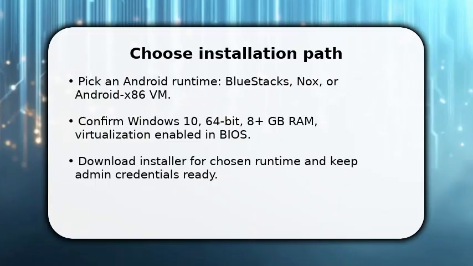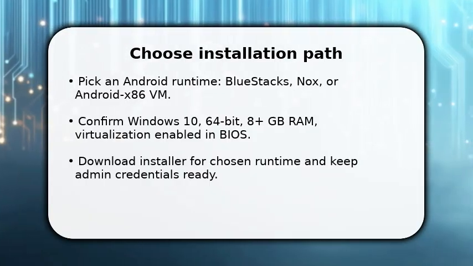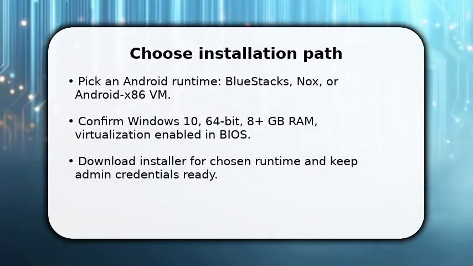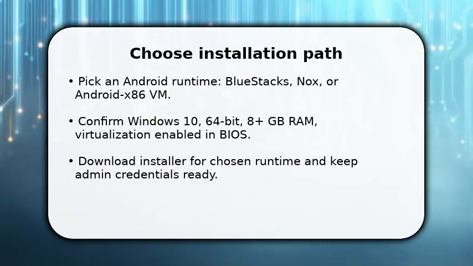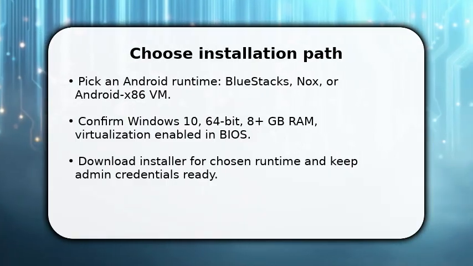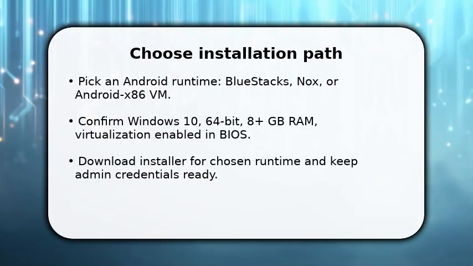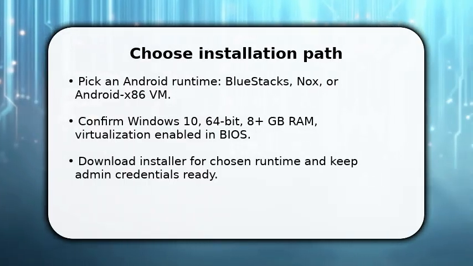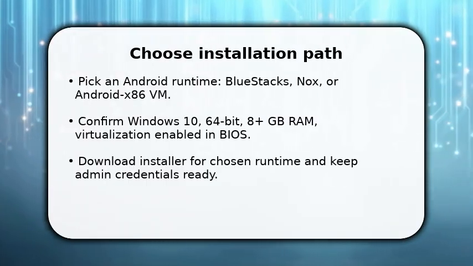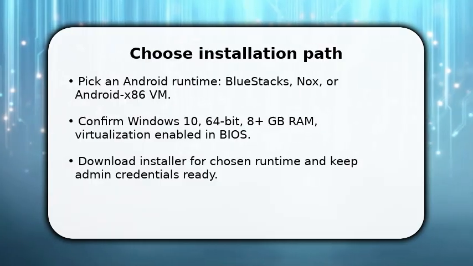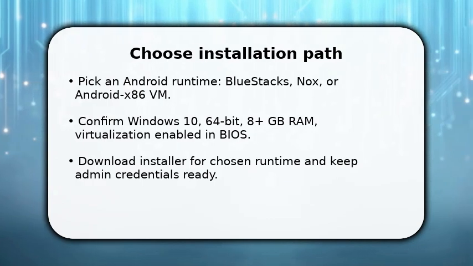Enjoy the video. You start by choosing the easiest, most compatible path, an Android emulator like BlueStacks or a VM running Android x86. Once decided, make sure your PC is 64-bit with at least 8 GB RAM and virtualization turned on in BIOS. This speeds performance. Download the emulator or VM installer to a familiar folder and keep an administrator account ready so you can run the installer. Do this now so you can move straight into setup without interruptions.